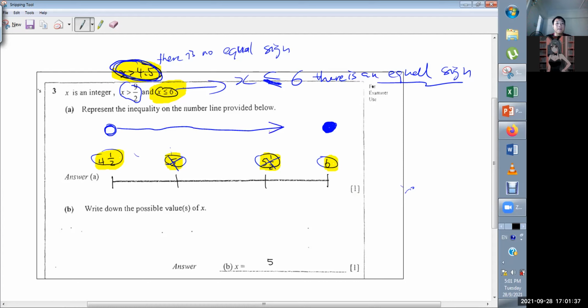Okay. And then over here, smaller and equal to 6. That means to the left. Am I right? Yeah. Okay, good. So can you see that they actually intersect each other here? Yes. They intersect each other means they meet each other.